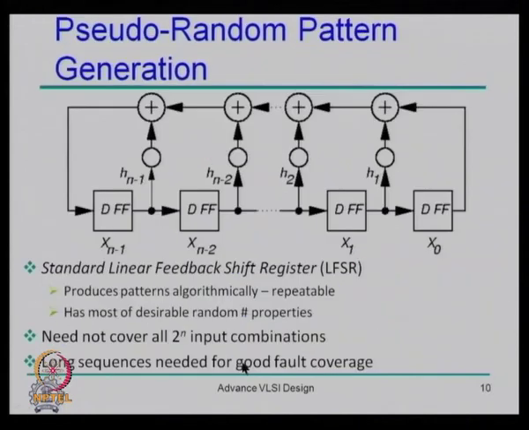So now what you need to have is a feedback from the first flip flop to the last flip flop, and if there are n number of flip flops, then you can tap input from some intermediate points. Now you can represent this by a matrix or by a polynomial. If you say polynomial, that can be represented by 1 plus h1x plus h2x square plus h3x cube and so forth, hn minus 1 x raised to n minus 1 plus x raised to the power n.